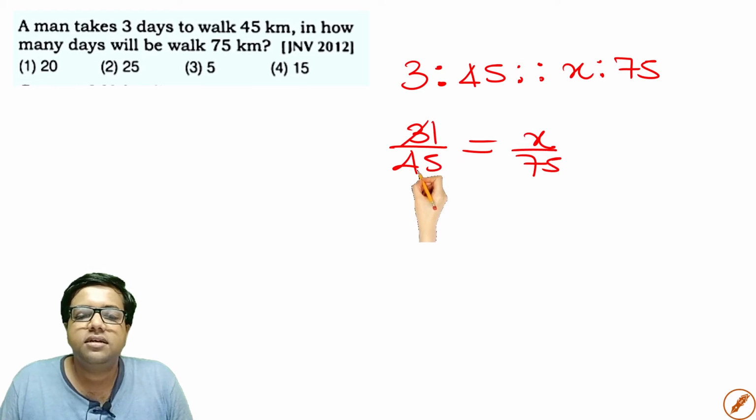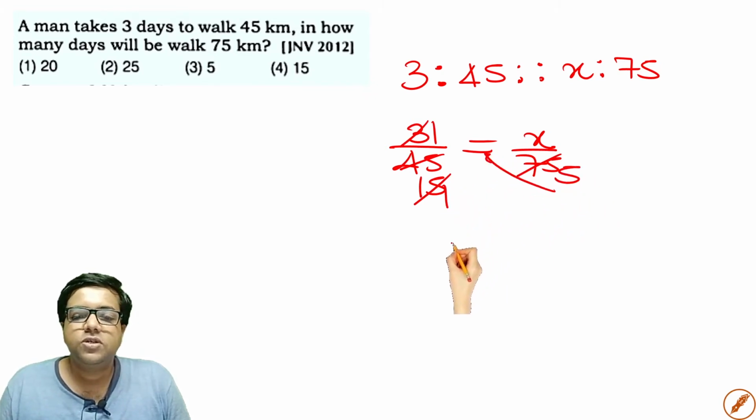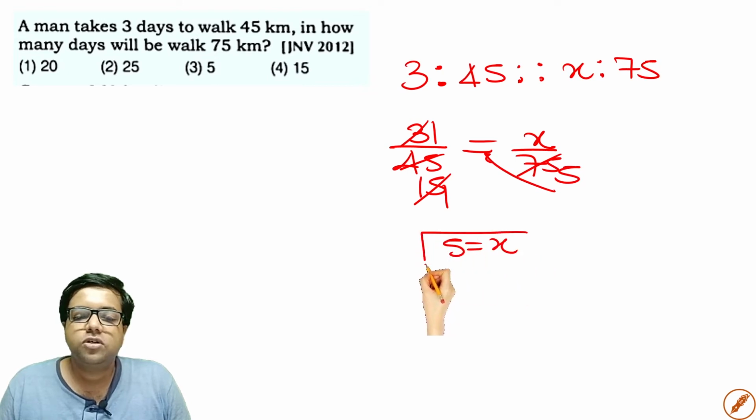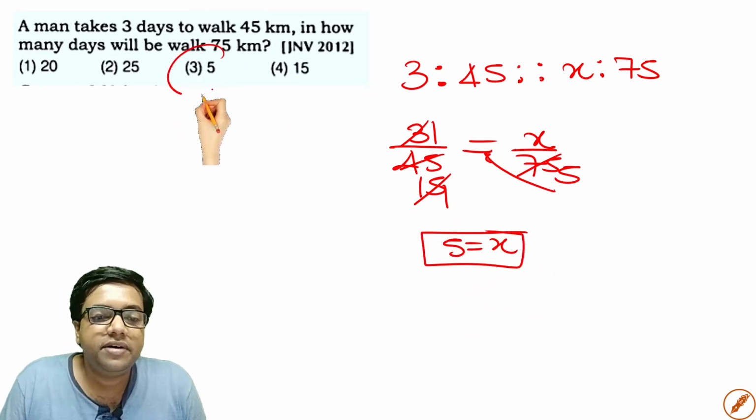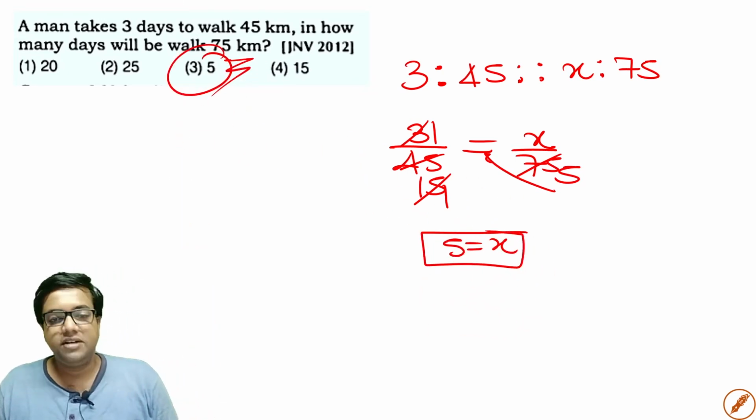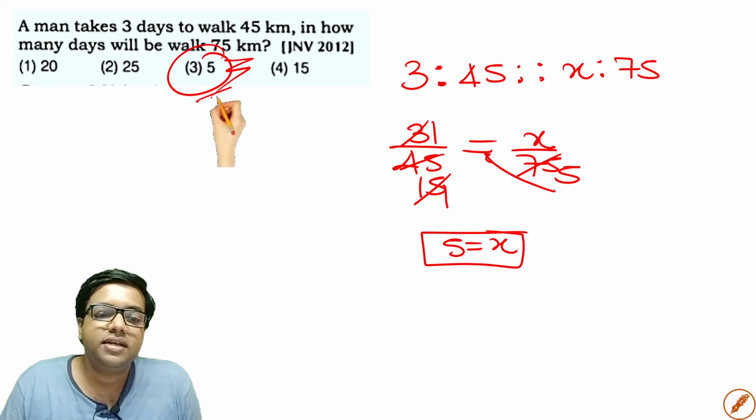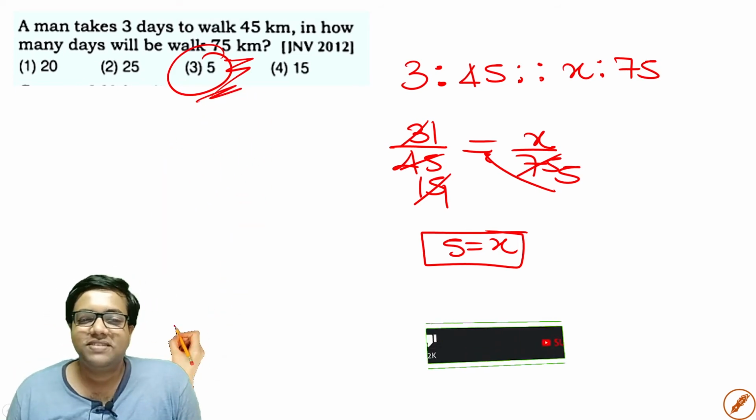3 ones are 3, 3 15s is 45, 15 ones are 15, 15 5s are 75. Cross multiply, so you will get 5 is equal to x. So that means he will take 5 days in order to complete 75 kilometers.